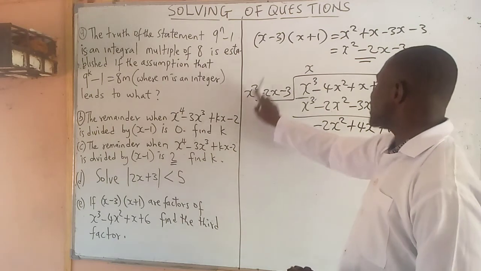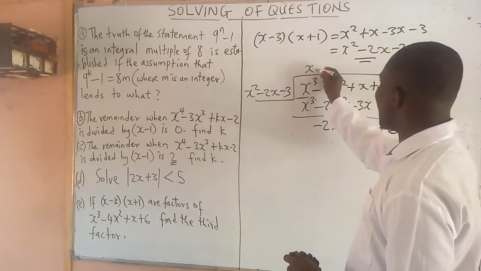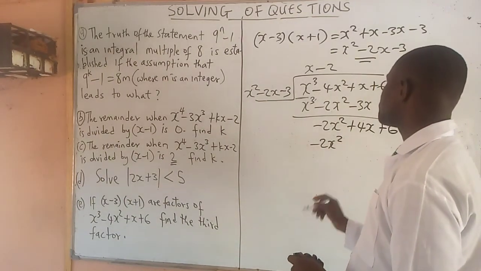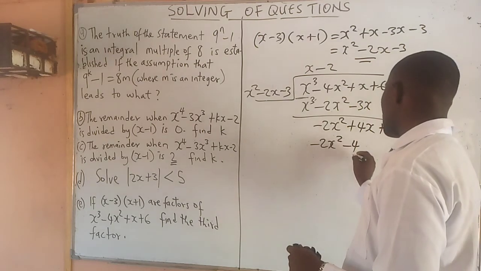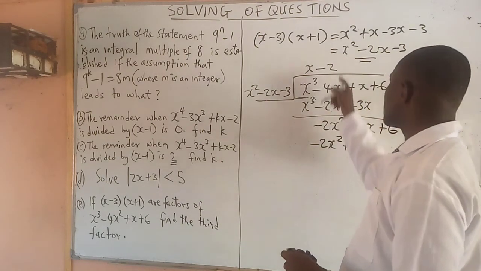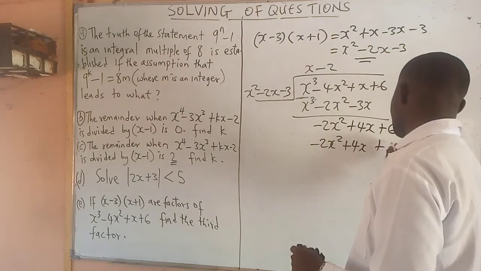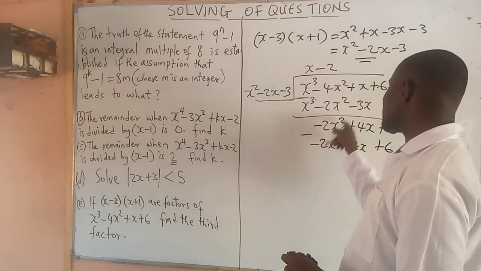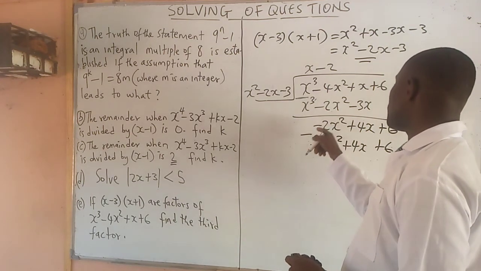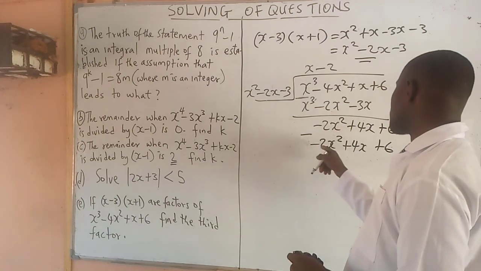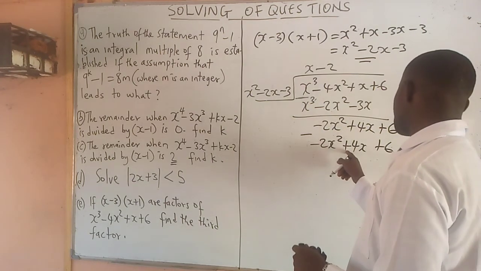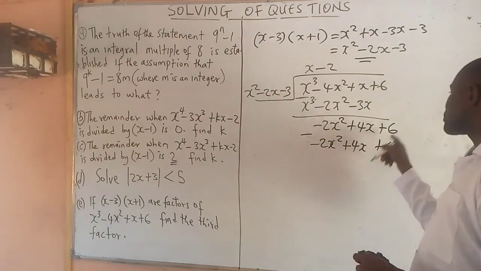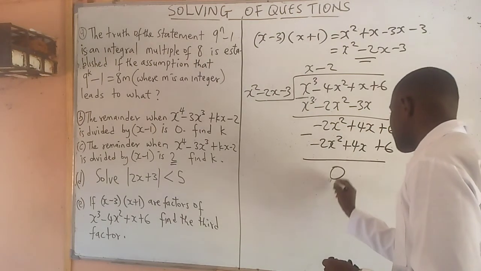I will now say x squared divided into minus 2x squared, I'll have minus 2. Minus 2 times this, minus 2x squared. Minus 2 times this, minus 2 times minus 2x is plus 4x. Minus 2 times minus 3 is plus 6. I will put minus. Minus times minus is plus. Minus 2x squared plus 2x squared, there we go. Minus times plus, 4x minus 4x. There we go. Minus times plus, 6 minus 6, 0. So I will have 0.